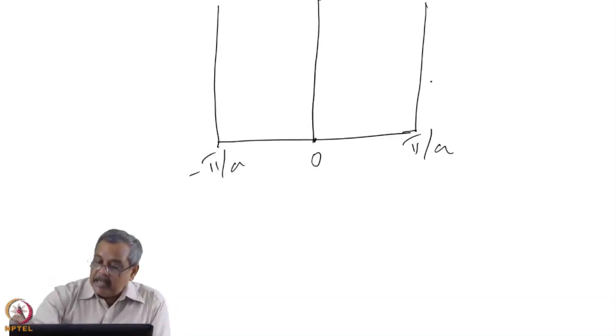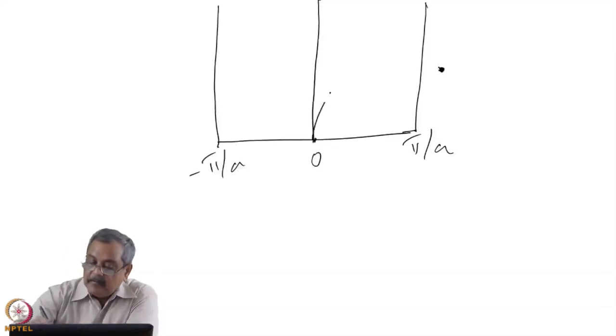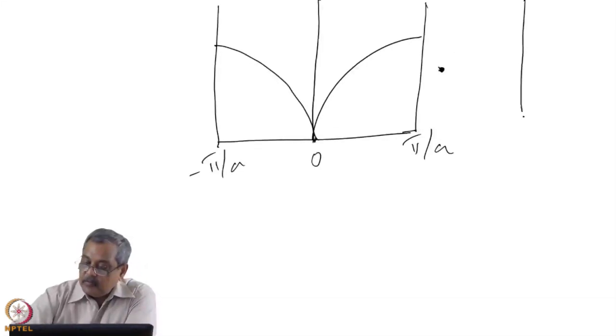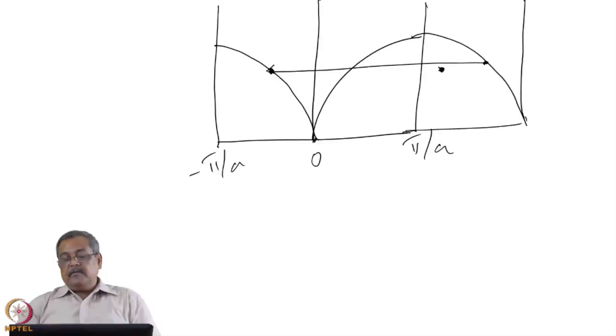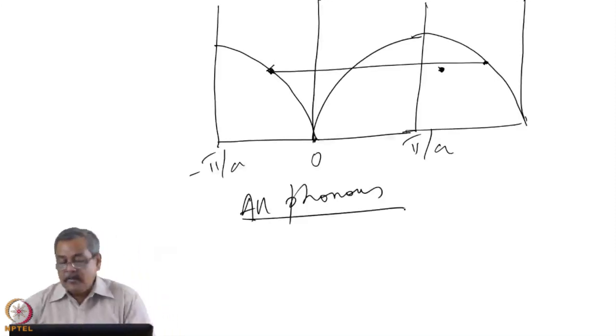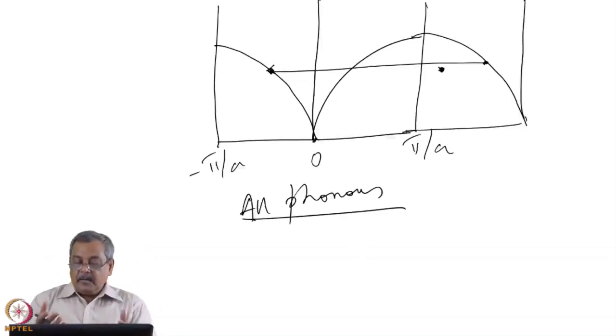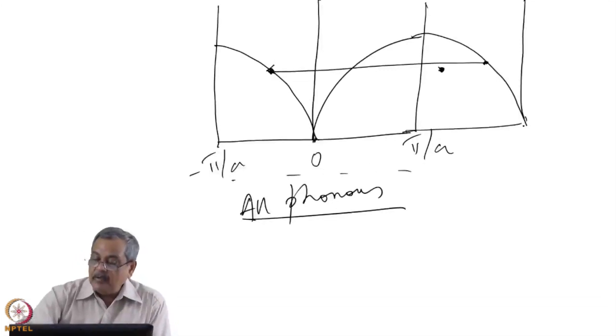Because for any k beyond the zone boundary, let us say the zone boundary is pi by a, if I go marginally outside, then if this is the phonon dispersion curve, in the second zone it will look like this. I'll come to it again later. So this is the same as a point if I move it by minus twice pi by a and get back to the first Brillouin zone. So all the displacement patterns, all the possible displacement vectors, are contained inside the first Brillouin zone, and whatever we find outside can be brought back to the first Brillouin zone.